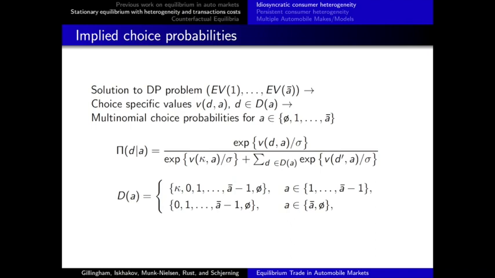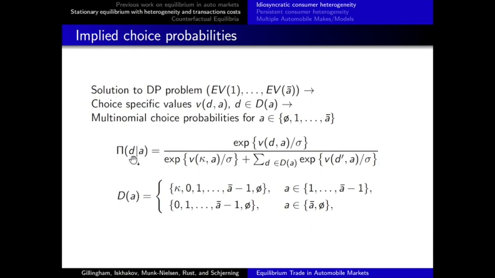Okay, so here's the solution to the DP problem. That's the vector of the expected values, and from that we can calculate the choice-specific value functions for all the different discrete choices in the state dependent choice set. Remember, this is state dependent because some choices are eliminated, like you can't keep a clunker, and that depends on the age. So given those choice-specific values, you can calculate the choice probabilities, which we're going to signify by pi.